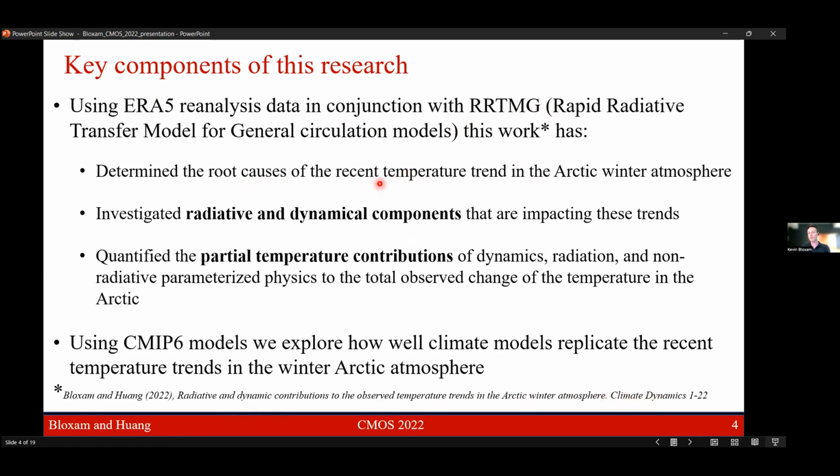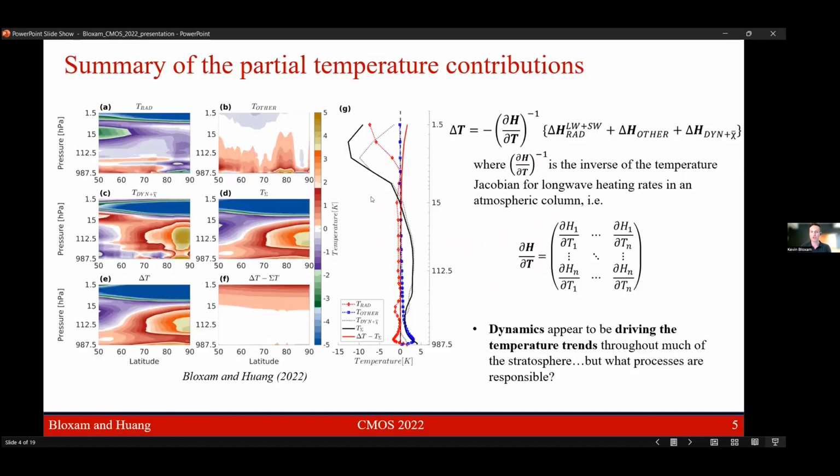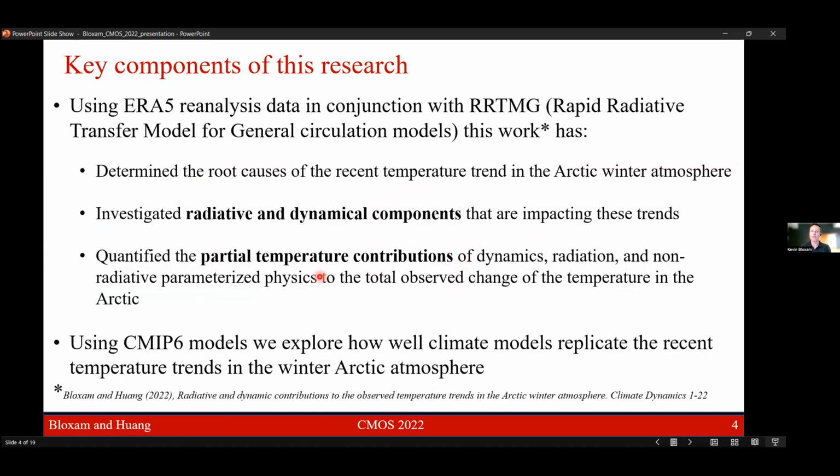As I mentioned, I want to understand the recent temperature trends, but then break that down into what the radiative and dynamical components are that are impacting these trends. And when you understand the trends of the heating rates, you can then determine the partial temperature contributions of the heating rates themselves.